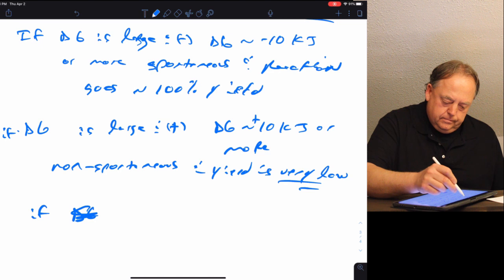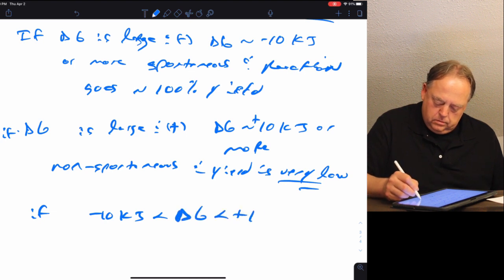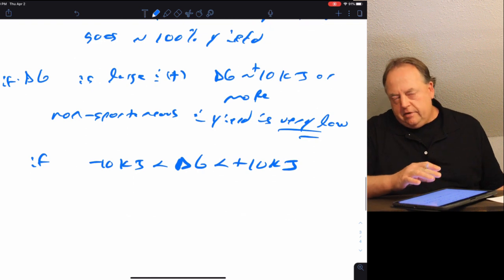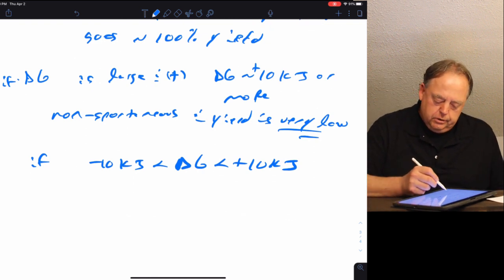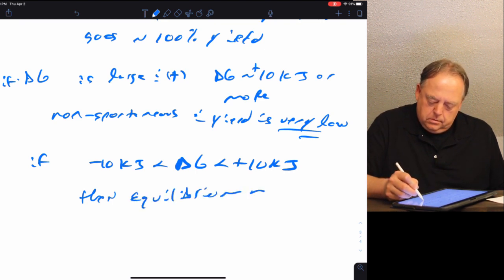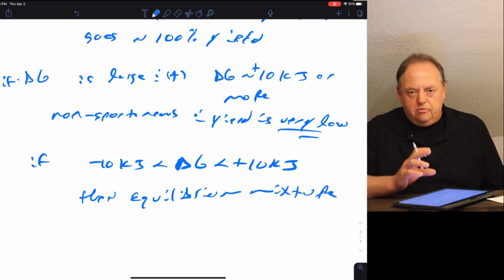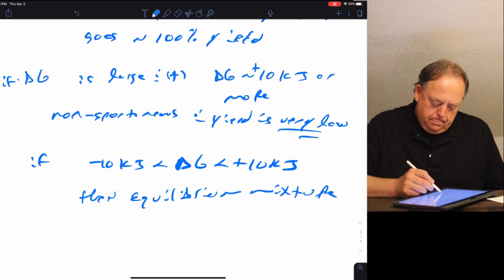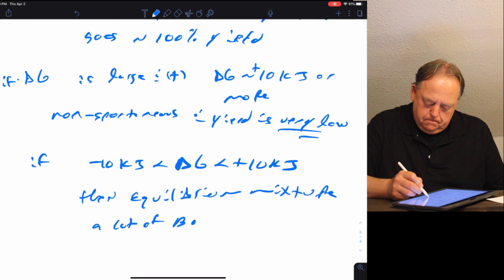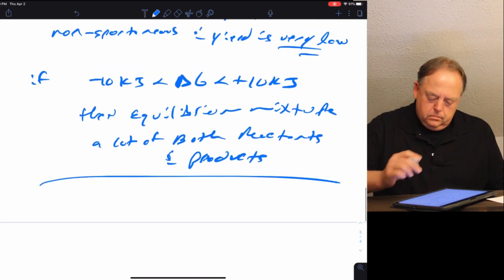So if delta G is somewhere between about negative 10 kilojoules and positive 10 kilojoules, then that means you're going to have an equilibrium mixture, so you're going to have a substantial amount of both reactants and products.